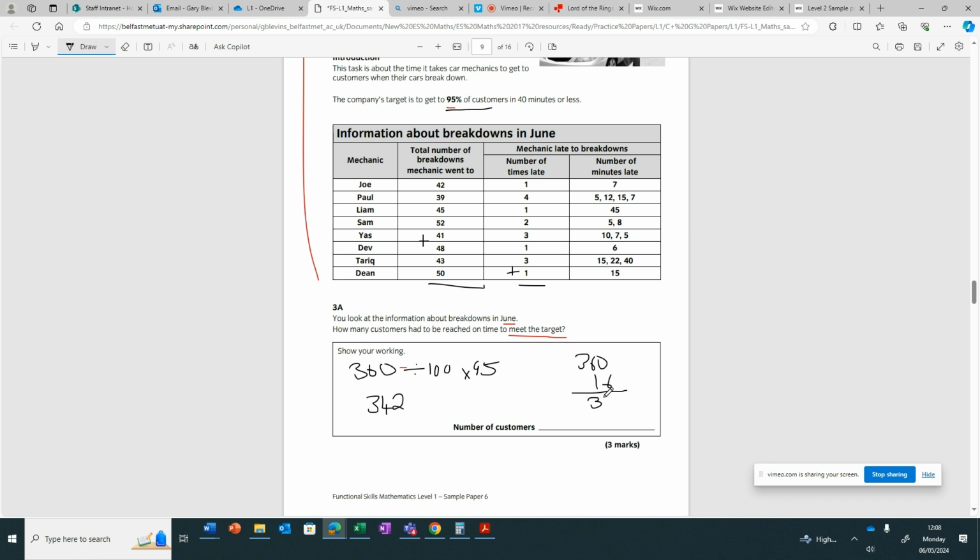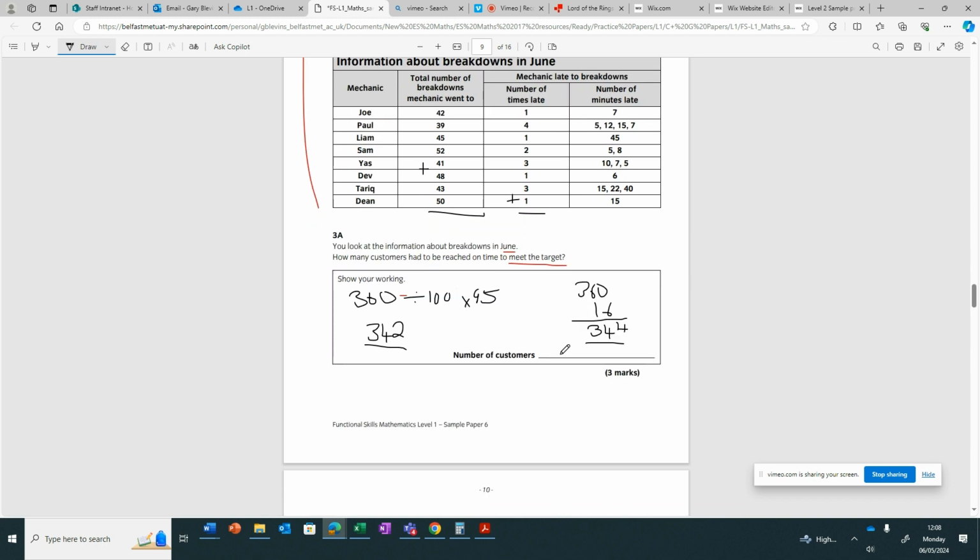So 344. The target was to reach 342 customers in time, and from this, they reached 344. So 342 was the target.